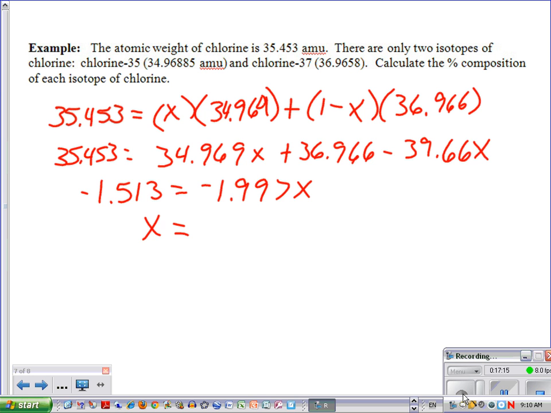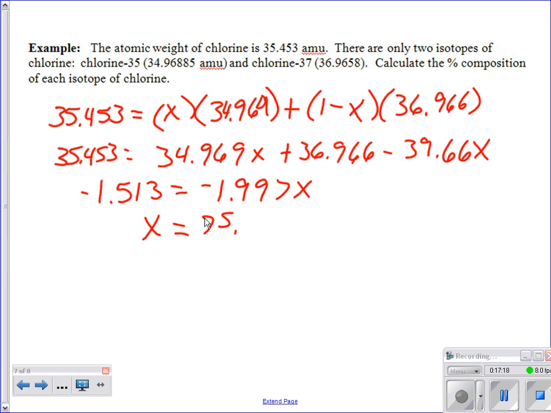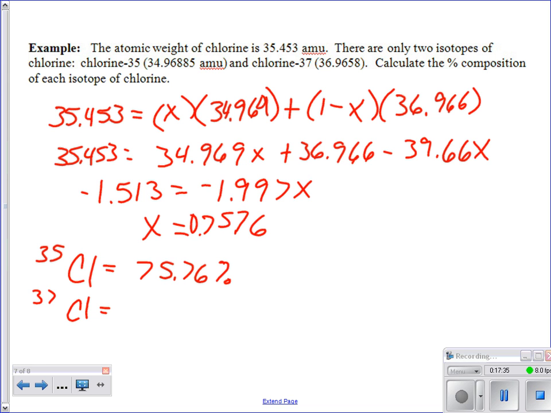Okay, we have finished, and we have our x is equal to 0.7576, which means our chlorine 35 equals 75.76%, and our chlorine 37 has a percent abundance of 24.24%. Nice job.